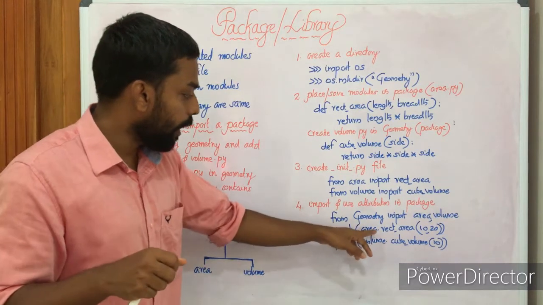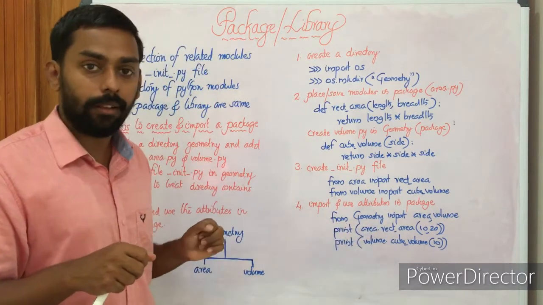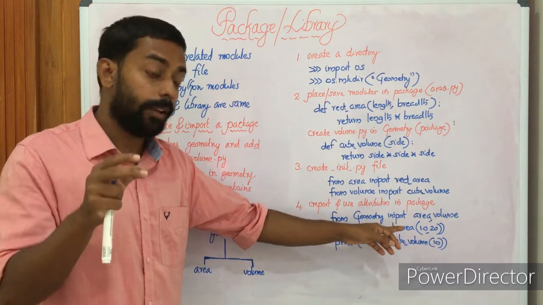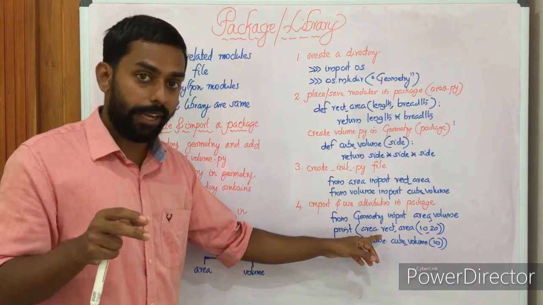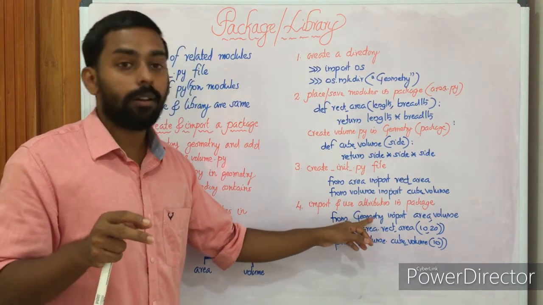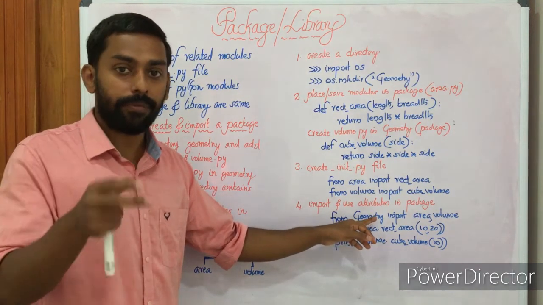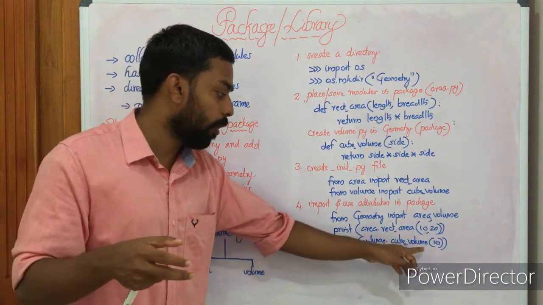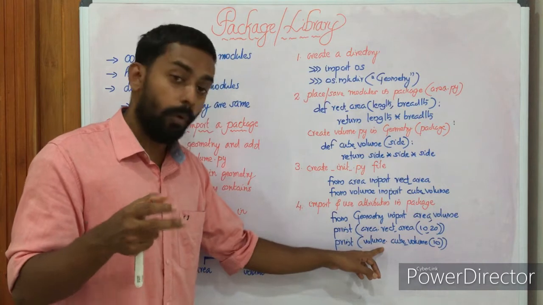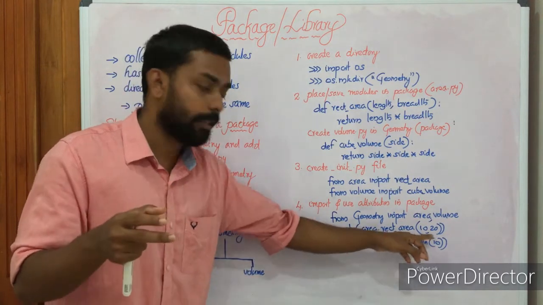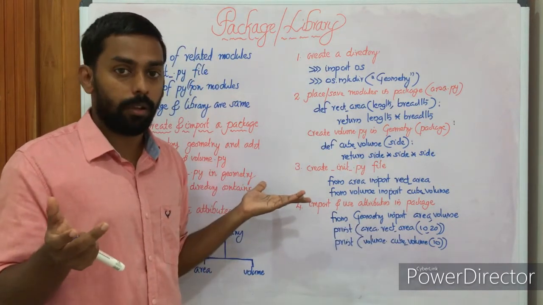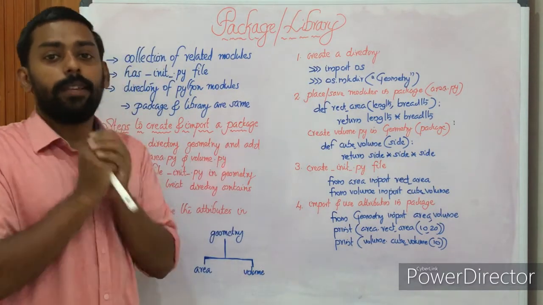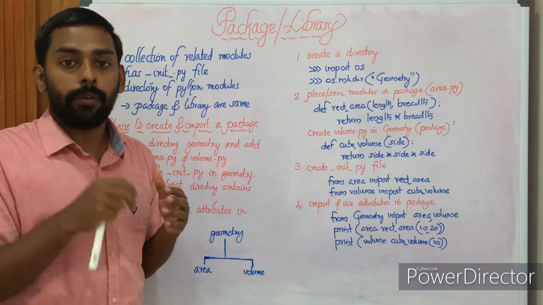Print area dot rect area. What is area? We know area is a module and rect area is a function defined in the module area, which is defined in the package geometry. That is why we have imported the package geometry first. The same way you can access volume dot cube volume. Cube volume is a function available in the volume module, and we are passing 10. It will be passed to the definition of cube volume and printed out. So this is how we can work with a package.